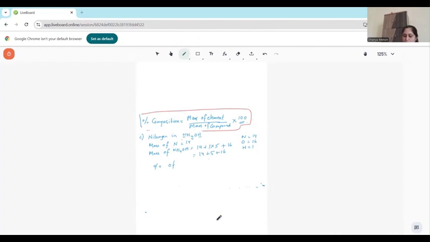Okay. So the percentage of this is 35. Percentage of nitrogen is equal to amount of nitrogen, mass of nitrogen over total mass of the compound times 100. So whatever answer you get, you have to express in percentage.